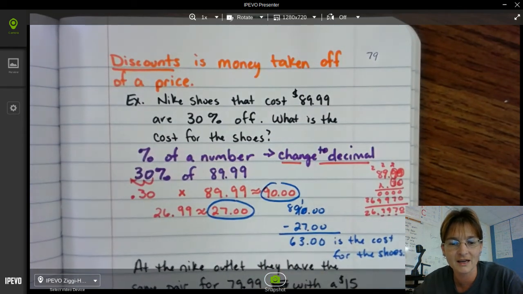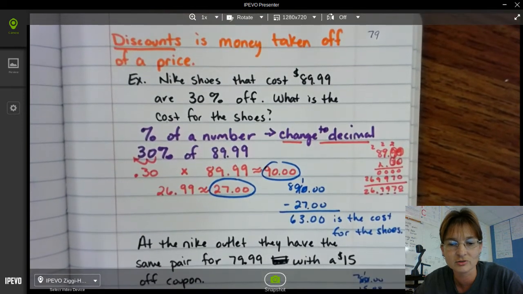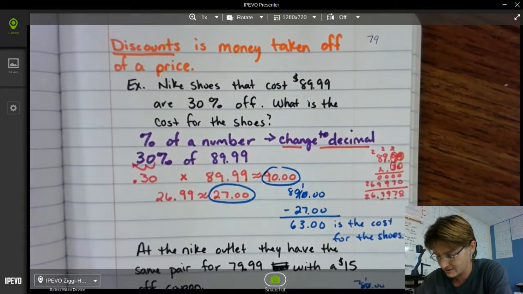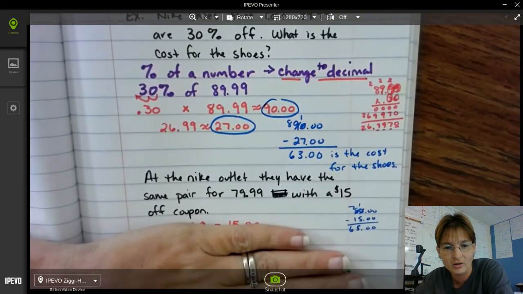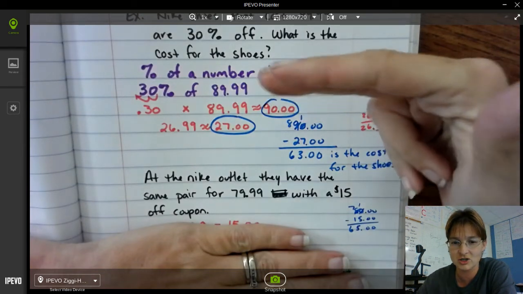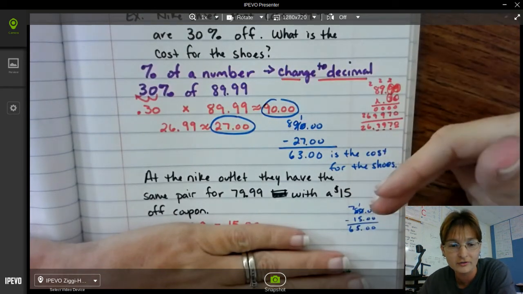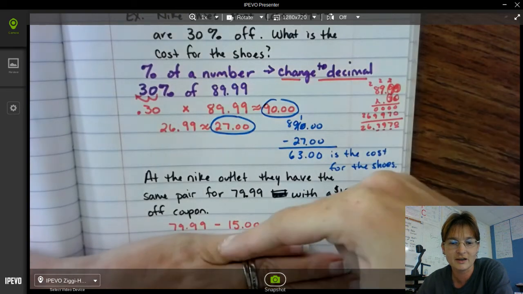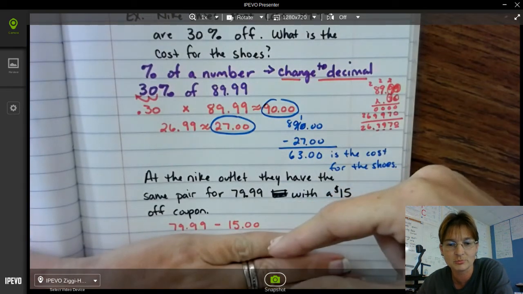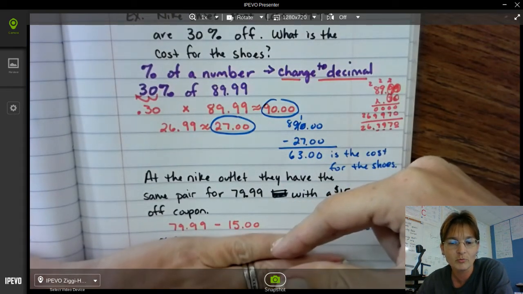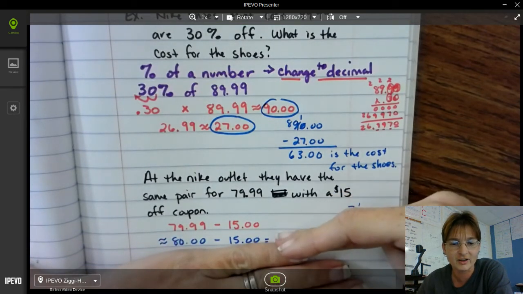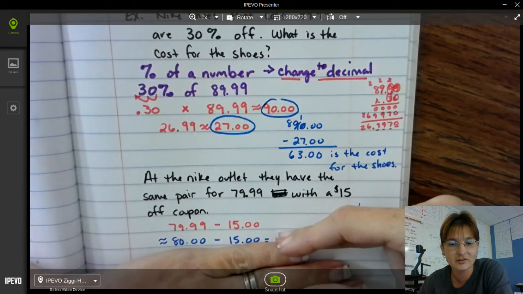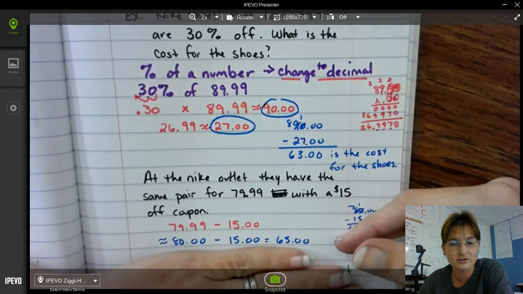Okay, well, what if at the Nike outlet they have the same pair of shoes and they are selling it for $79.99 with a $15 off coupon? Okay, so now this is different. This isn't a percentage off. This is just a straight up $15 off as a coupon. So we take our $79.99 and we're going to subtract $15 from it. I went ahead and rounded it to $80 and we have $15 off. Well, 80 minus the 15 is $65.